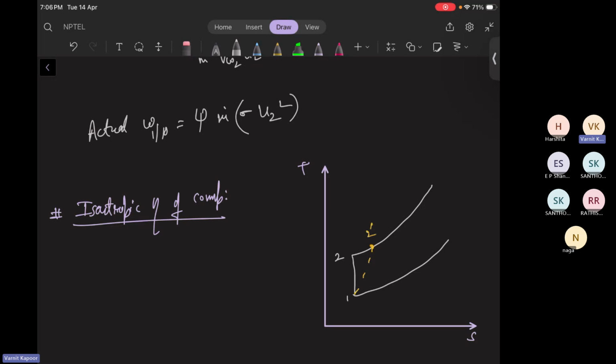This will represent your temperature in terms of stagnation. I can say this is T naught 2 dash, this is T naught 2, and this is T naught 1. So the isentropic efficiency of a compressor is the ideal to the actual, that is, T naught 2 minus T naught 1 over T naught 2 dash minus T naught 1.